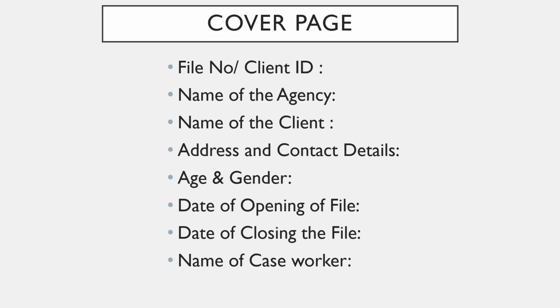Every casework process is usually documented. Each case will have a file which will start with a cover page that contains the identifying details of the client. Based on the institutions, the format of the cover page may also change, but it will contain the basic details which provide an overall idea of the client. It basically carries details like the file number or client ID, name of the agency, name of the client, address and contact details, age and gender, date of opening file, date of closing the file, name of the caseworker.